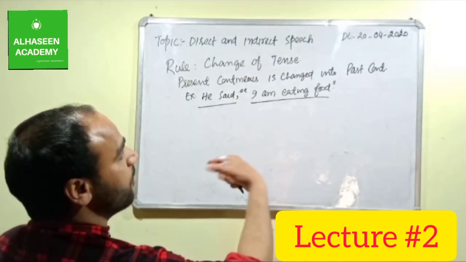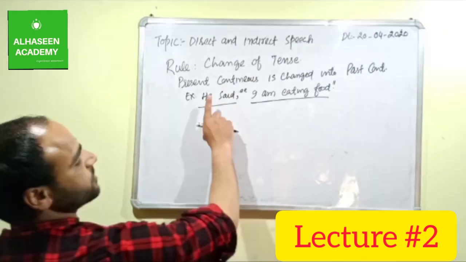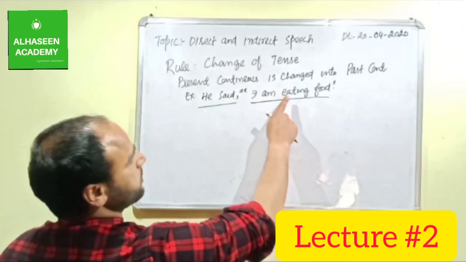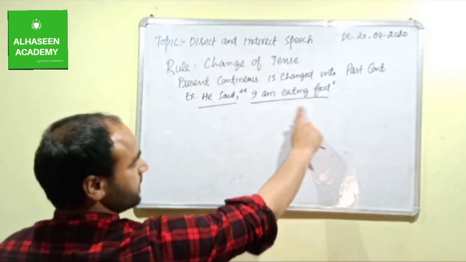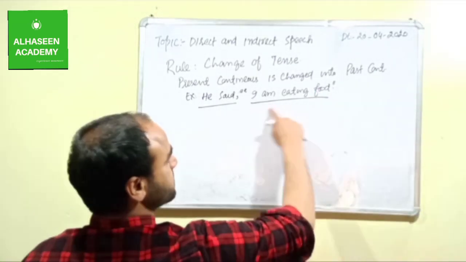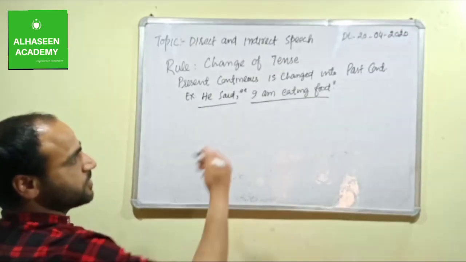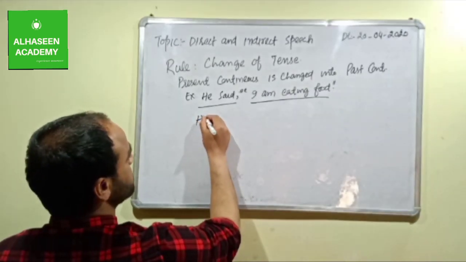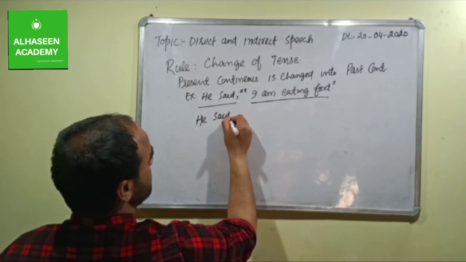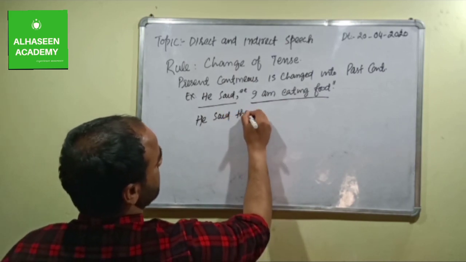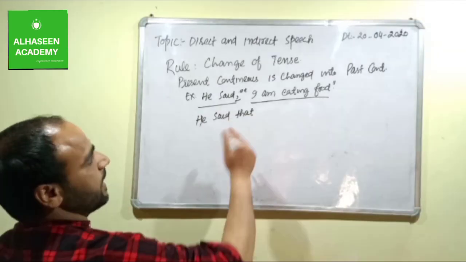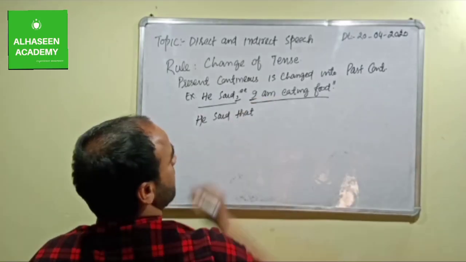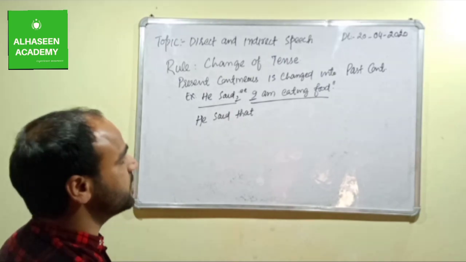Okay, now how will we change it? First of all, you have to remember it. Present continuous is always changed into past continuous. You have to recognize what type of tense this direct speech has. So how will we convert it? Like this. This is the solution. He said that. In order to remove this comma, we have to put that here. And here where it is I, I changed into he.